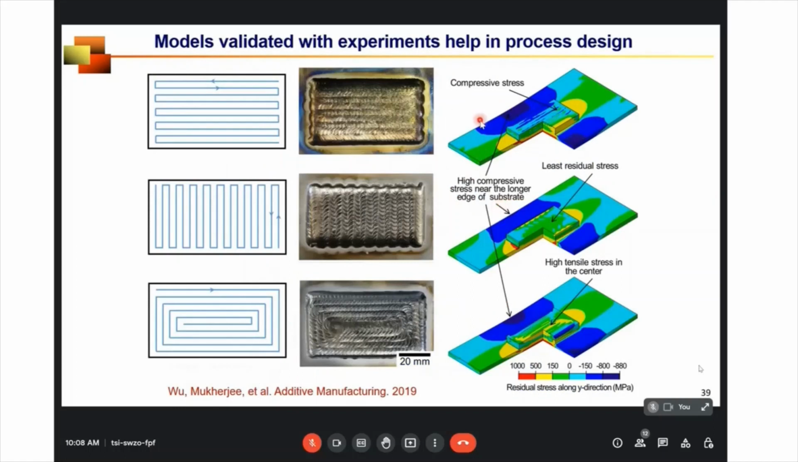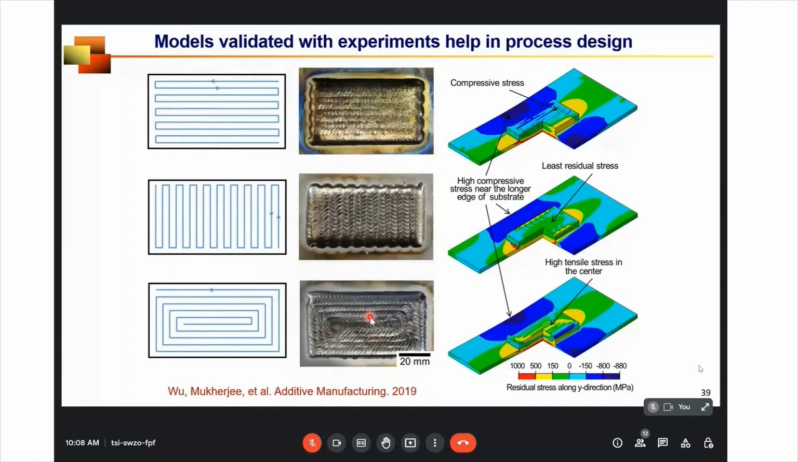So, this type of calculation can also guide you in process design. Let's say you are making a rectangular block. Now you can make it in three ways. You can scan along the longitudinal direction, or along the shorter direction, the width direction, or instead of scanning in a linear path like these two, you can scan in a spiral path.